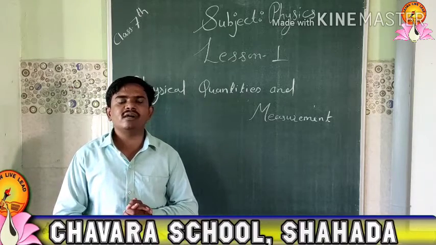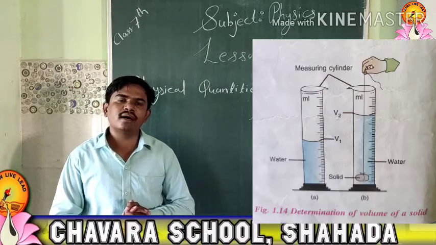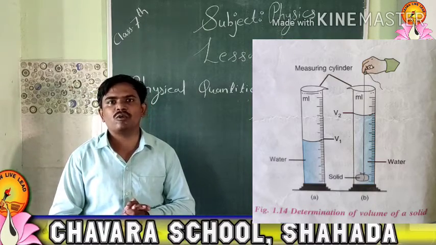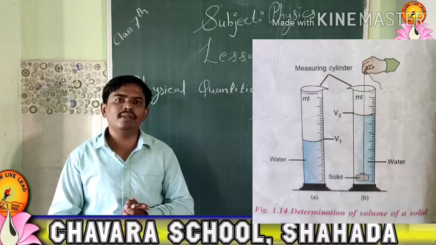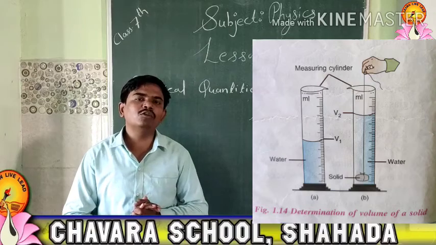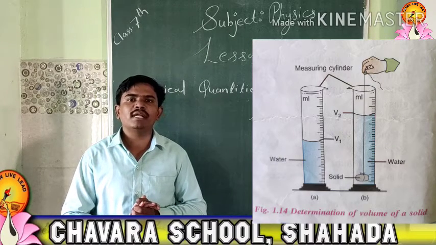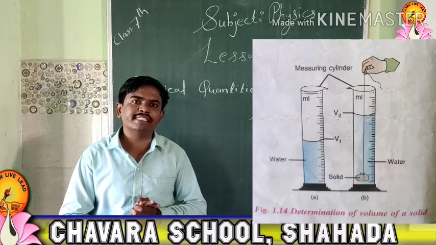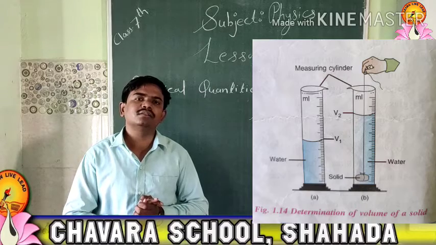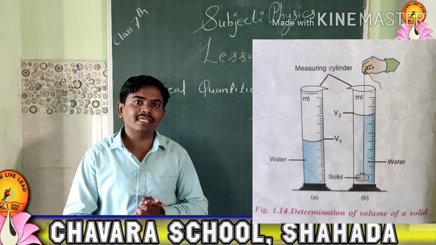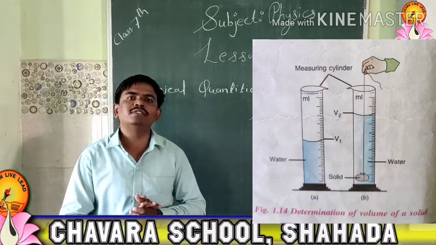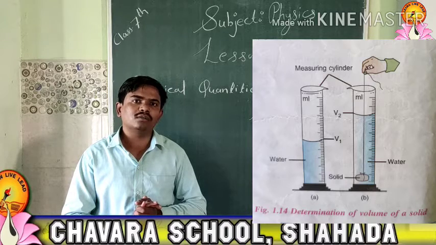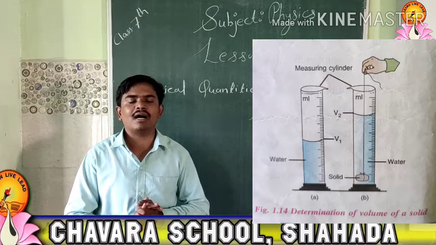Now to calculate the density of an irregular object, for example stone. Firstly we will measure the mass of the stone on the beam balance, and the volume of stone we will calculate here. How much volume of water is displaced by the stone is equal to the volume of the stone. So in this way we can calculate the volume. Then we will use the formula of density, mass upon volume.